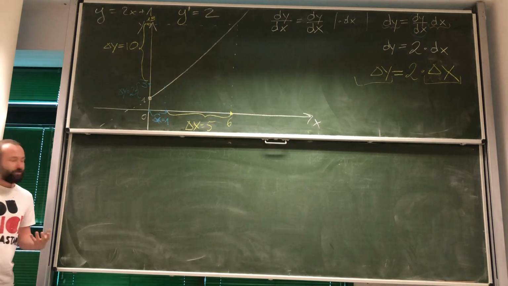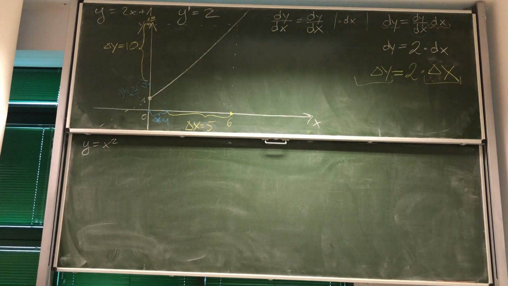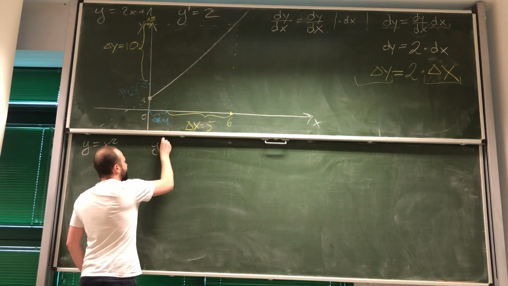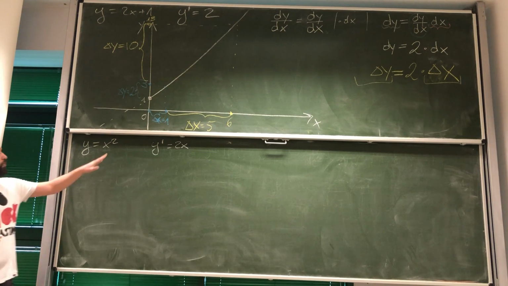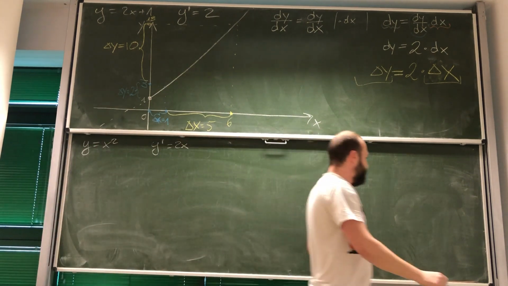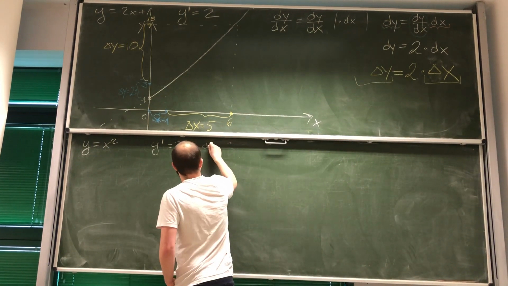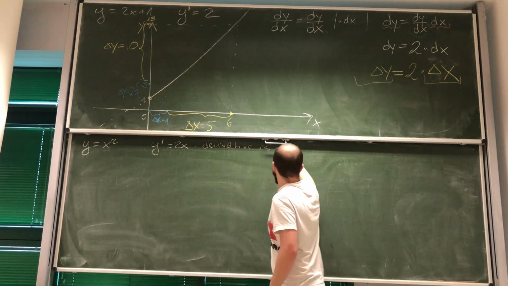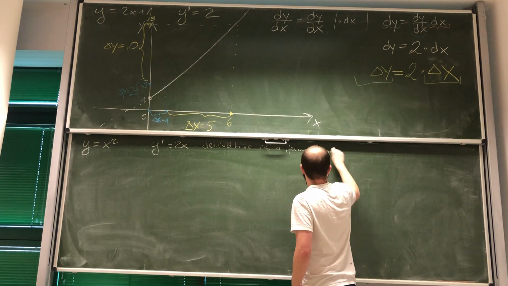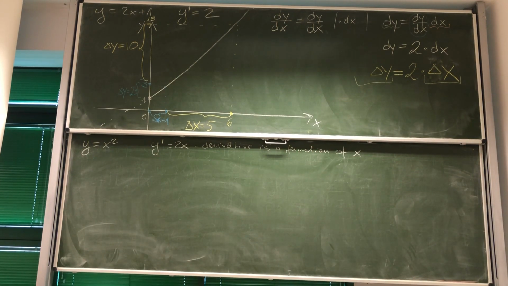This time y equals x squared. Okay, look, if y equals x squared, then y prime is equal to 2x. And what is important in this relationship for us is that in this particular case, look, derivative is a function of x. Why is it so important?